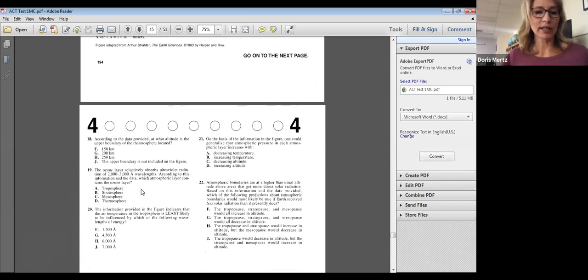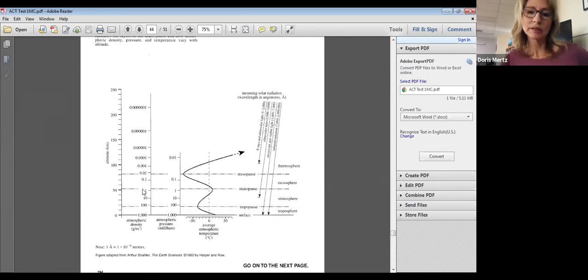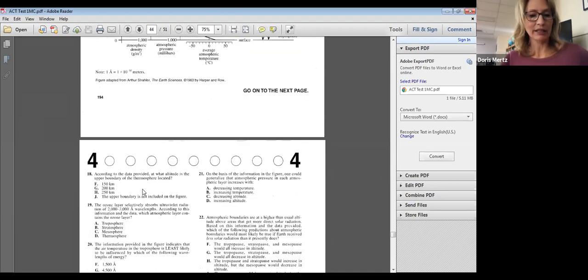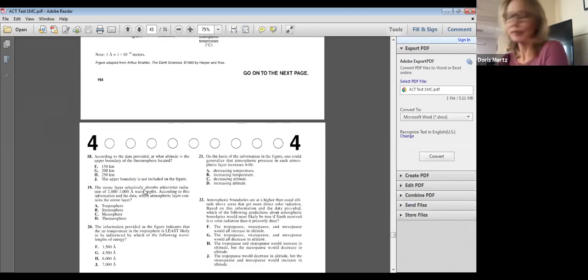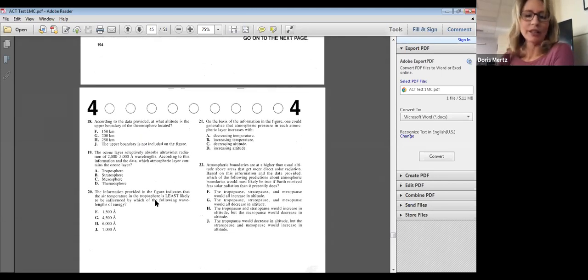The ozone layer selectively absorbs ultraviolet radiation of 2,000 to 3,000 wavelengths. According to this information and the data, which atmospheric layer contains the ozone layer? Looks like it is, yes, B. Did you guys say B or D? B, okay, all right.